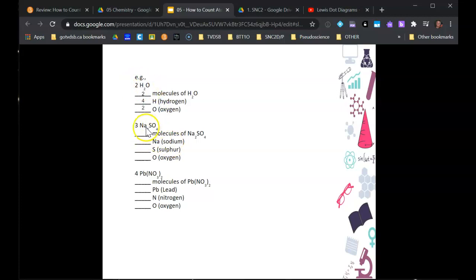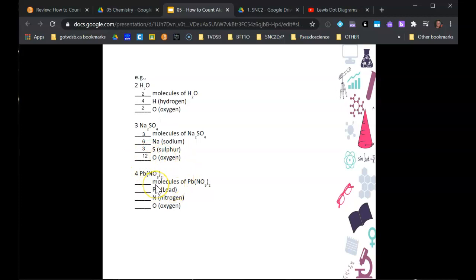How about for this? We have here what's called sodium sulfate. In 1 molecule, I have 2 sodium, I have 1 sulfur, and I have 4 oxygen. But because there's a coefficient of 3, I have 3 of these. I've got 3 molecules of sodium sulfate. I have 3 times 2 is 6 sodium atoms. I have 3 times 1, which is 3 sulfur. And I have 3 times 4, which is 12 oxygen.